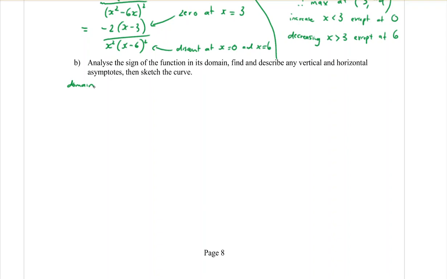I've got some asymptotes, right? So it can have any value of x except for those asymptotes that I've found, which were at x equals 0, so x cannot be equal to 0, and x cannot be equal to 6. That's the domain. Then it says to describe the vertical and horizontal asymptotes.